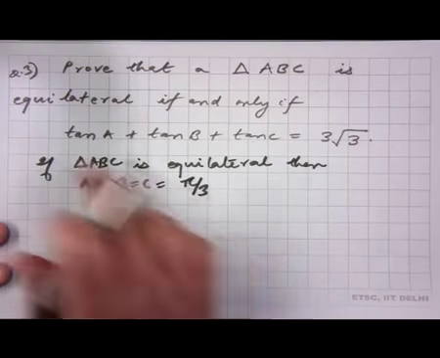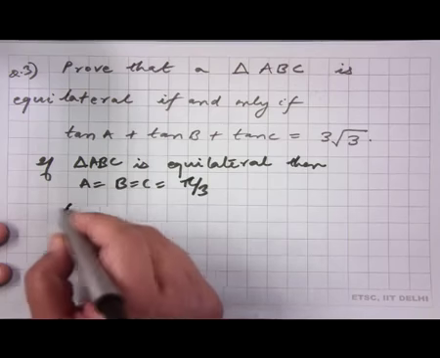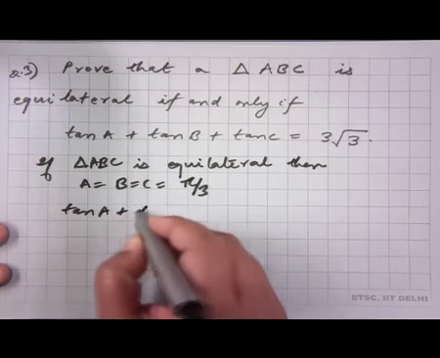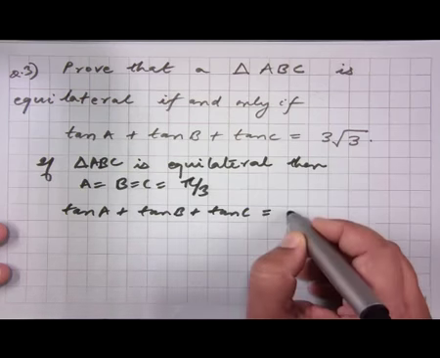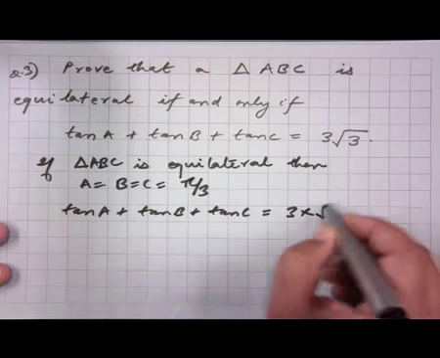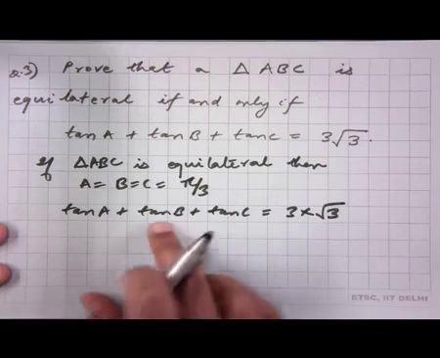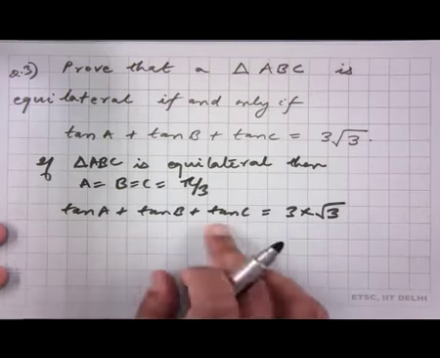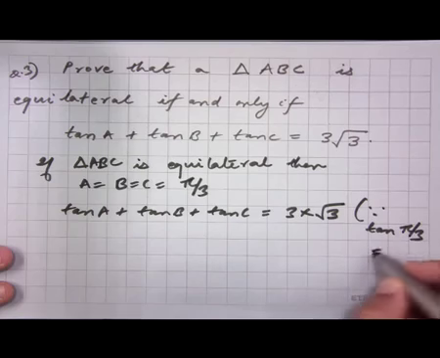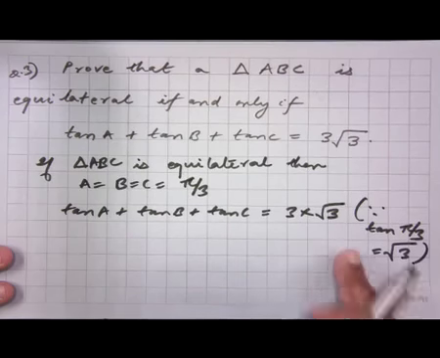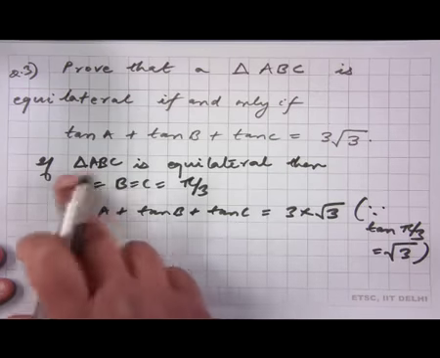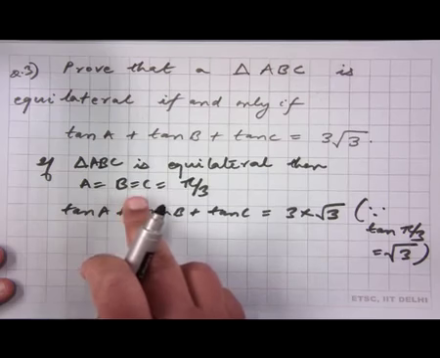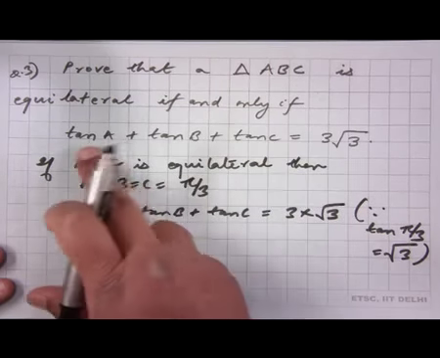And then if we replace these values on the left hand side, then we get three times root 3, because each one of them is root 3. We know that tan of pi by 3 is square root of 3. So, using this result we have this. So, this part is okay, that if it is equilateral, then it is very easy to show that this condition is getting satisfied.